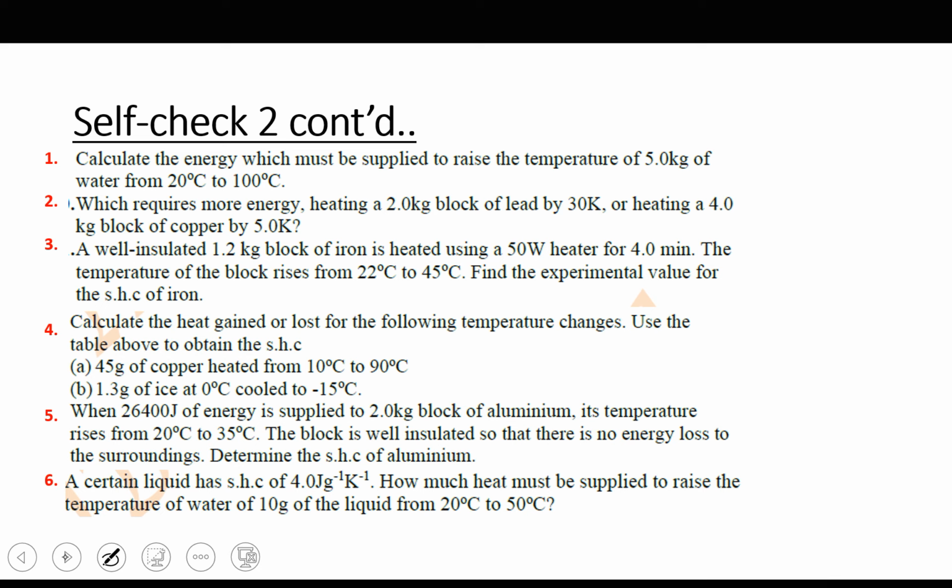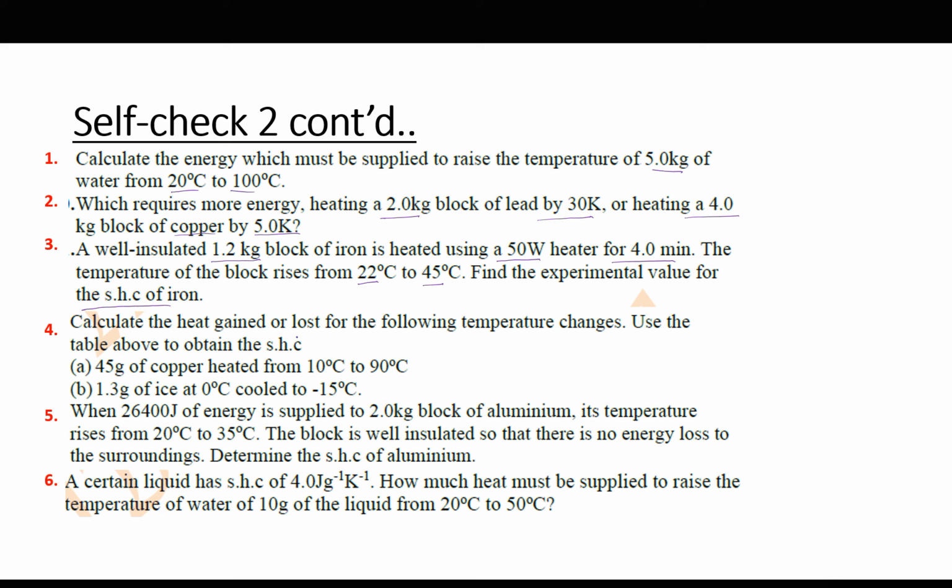Calculate the energy which must be supplied to raise the temperature of 5 kilograms. That is a simple question. Which requires more energy: heating lead by 30 Kelvin or heating copper by 5 Kelvin? A well-insulated 1.2 kilogram block of iron is heated using 50 watts for 4.0 minutes. The temperature of the block rises from 22 to 45. Find the experimental value of the specific heat capacity of iron.